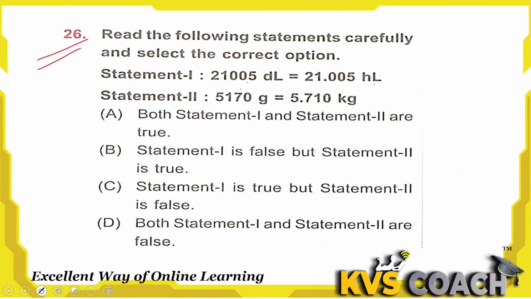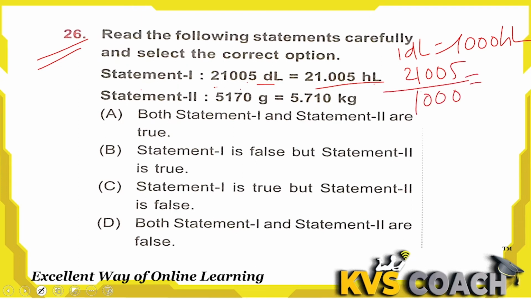Question 26: read the following statement carefully and select the correct option. Statement 1: this DL is equal to this HL. Look, 1 DL is equal to 1000 HL. So this DL 21005 we will divide by 1000, then we will convert into HL. Then here we put a decimal before 3 digits: 21.005 HL. So the first part is true. Okay, statement 2: 5170 gram is equal to 5.710 gram.